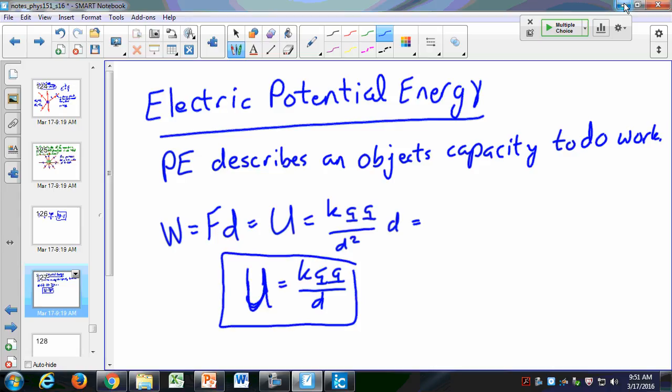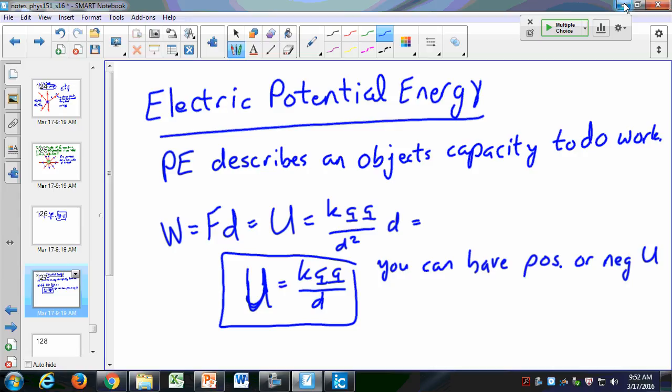Call it U. You can have either positive or negative potential energy. Notice that our charges can either be positive or negative here. Now with gravitational potential energy, you couldn't really have negative potential energy, but with electric potential energy, because you can have either repulsive or attractive forces, then you can have positive or negative potential energy.